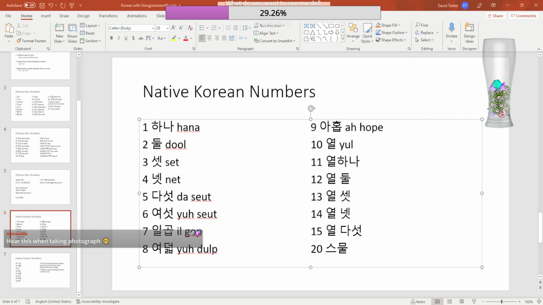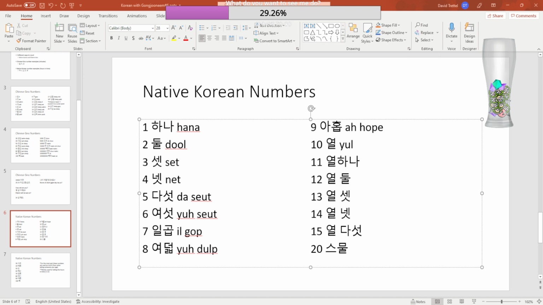Hear this when taking photographs. That's right. You'll always hear like 하나, 둘, 셋, 착. That's usually how they'll do the pictures. You'll never hear them say like 1, 2, 3, 착. It just doesn't work that way. So again, we've got 하나, 둘, 셋, 넷, 다섯, 여섯, 일곱, 여덟, 아홉, 열.